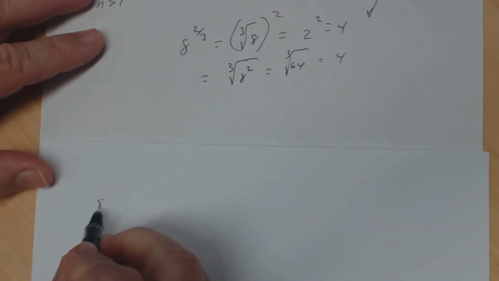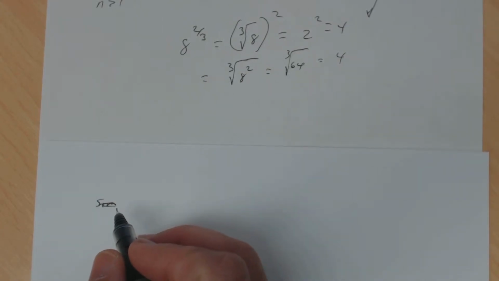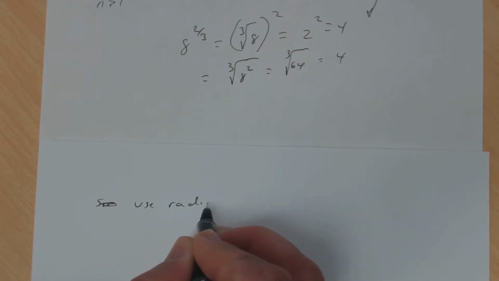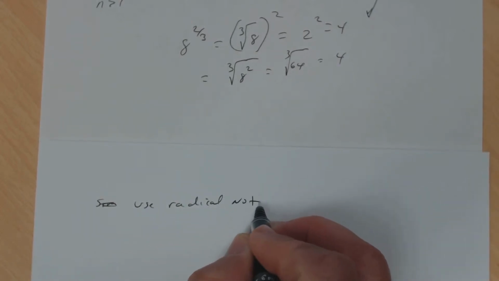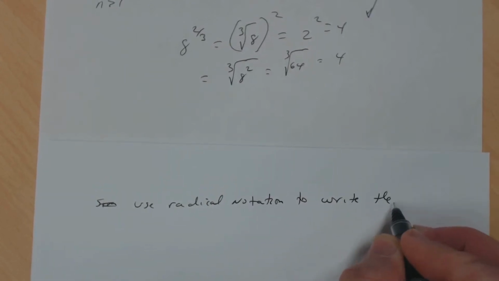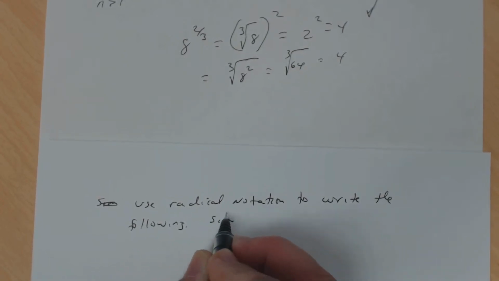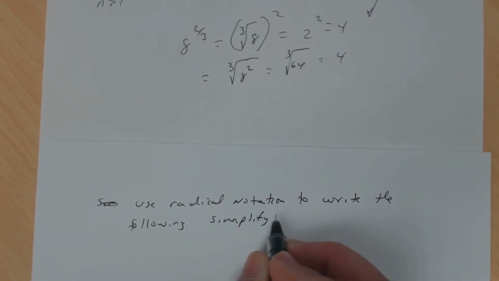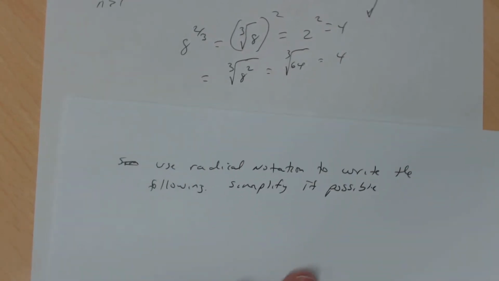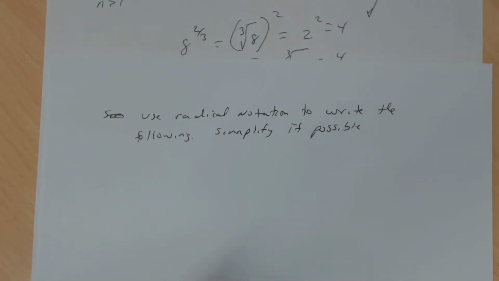Let's simplify each of the following. Actually, the directions will say, use radical notation to write the following, and then simplify if possible. It's very simple. If you can do the previous lesson, this is basically the same thing. Number 1.